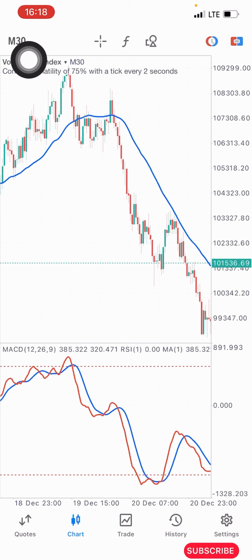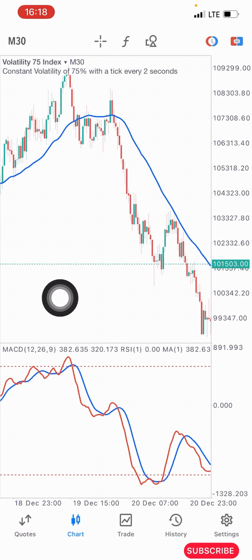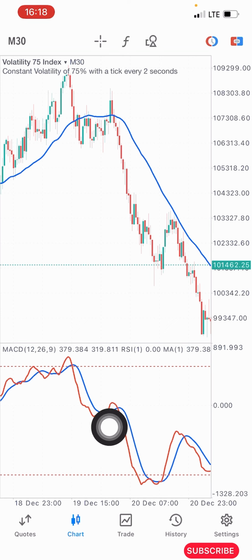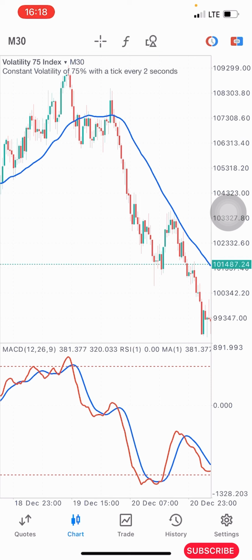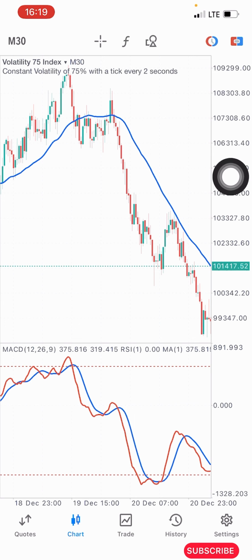Okay, so this is the 30-minute time frame. If you want to use the strategy as a beginner, I would recommend you use it on the 30-minute time frame. It works very well on the 30-minute time frame, but it doesn't mean it only works on the 30-minute time frame. You can use it on the 5-minute, 15-minute, or 1 hour. You can use it on any time frame you want, but based on my research, it works very well on the 30-minute time frame. Okay, so take note of that. All right, so that's one thing you need to know.